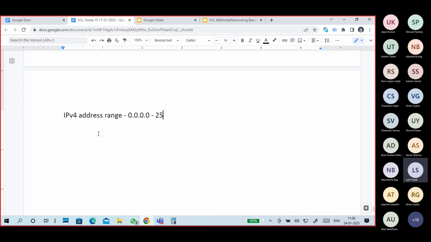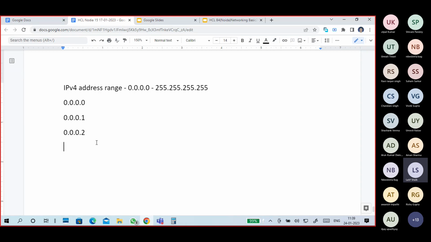0.0.0.0 to 255.255.255.255. Now the first IP address is 0.0.0.0. The next IP address is 0.0.0.1, then 0.0.0.2. It keeps going, guys. It keeps going like this, 0.0.0.3, 0.0.0.4, until it reaches 0.0.0.254. Then it is 0.0.0.255. Once it reaches that, what is the next IP address?